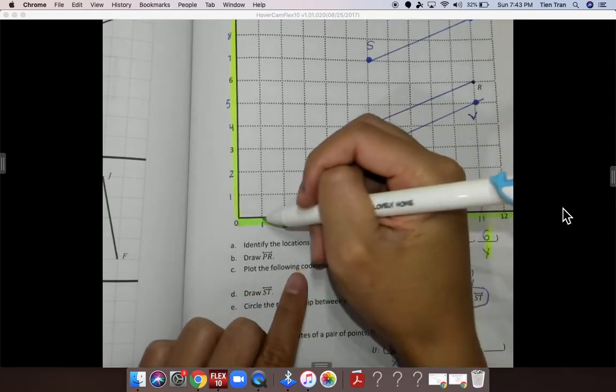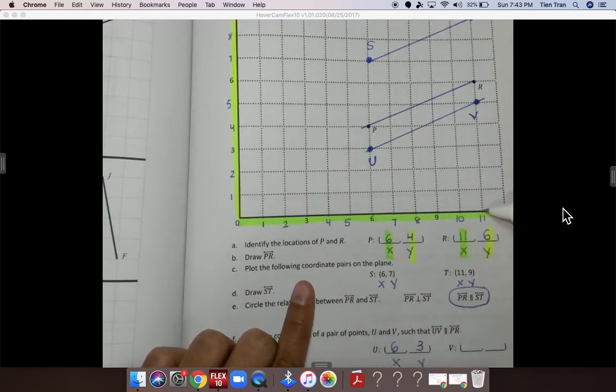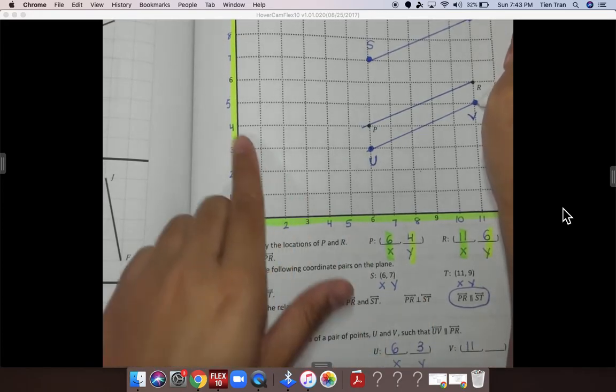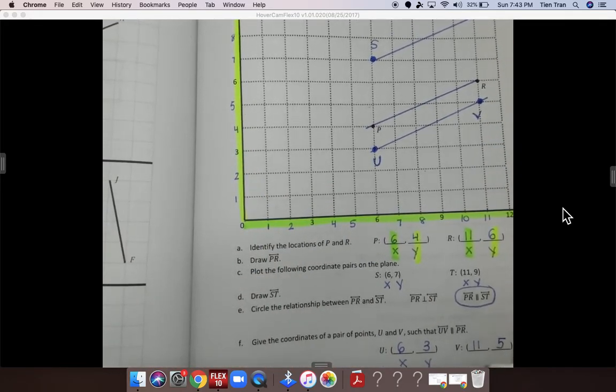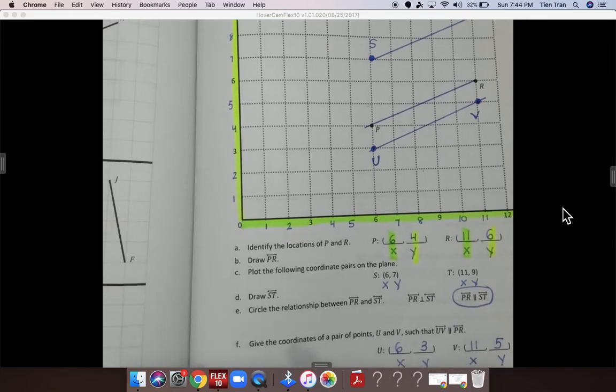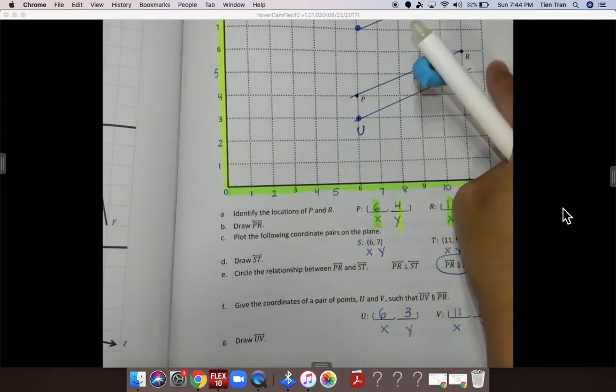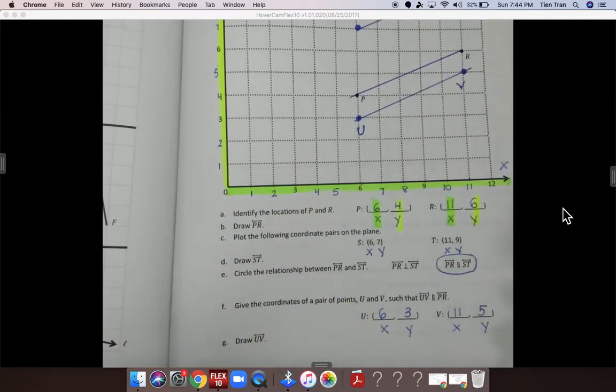For V, I'm going to move all the way to 11 on the X coordinate, and I'm going to move up on the Y coordinate to 5. Okay, so I have X and Y. Now they asked me to draw UV. I already connected it, but that's what they're asking me to do, to connect the dots.